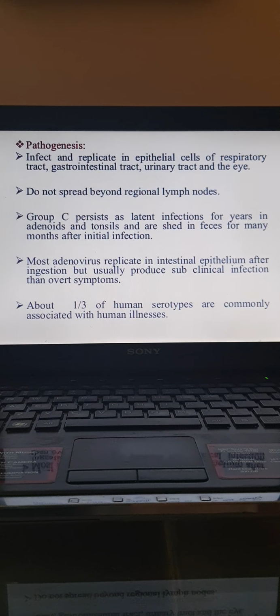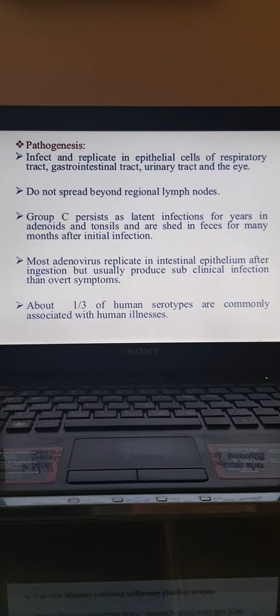Pathogenesis. Adenoviruses can infect and replicate in epithelial cells of the respiratory tract, gastrointestinal tract, genitourinary tract, and in the eye. They do not spread beyond regional lymph nodes. Group C is responsible for latent infections which persist for years in adenoids and tonsils, and they shed in feces for many months after initial infection.